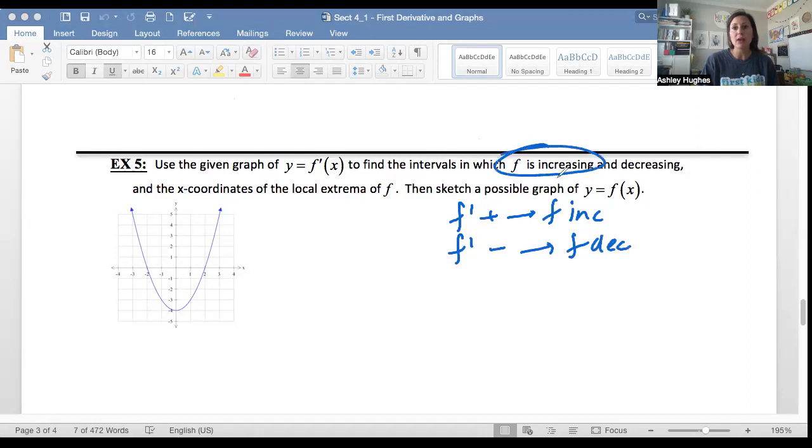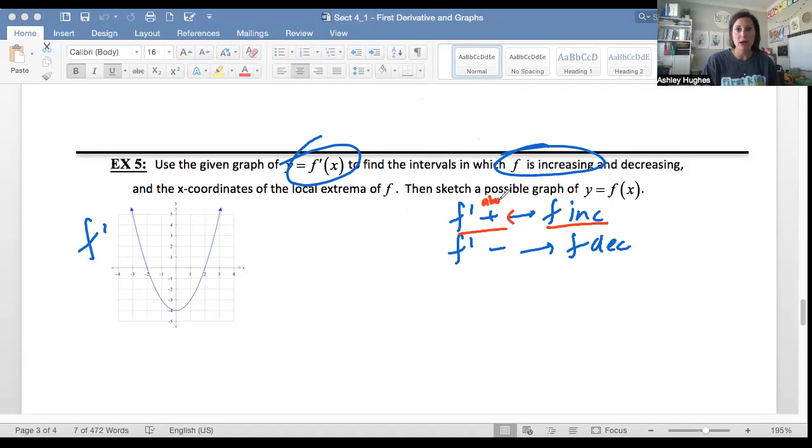So if I want to figure out where f is increasing, but this is a graph of f prime, I don't actually pick here, because that's not where f is increasing. That's where f prime is increasing. I use this here. F is increasing if f prime is positive.